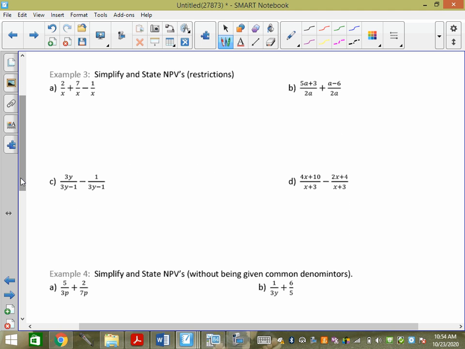You guys, we're going to do the first one together and then you're going to try the next ones. Now this is the catch. They still have common denominators. This is true. But their denominators have variables.